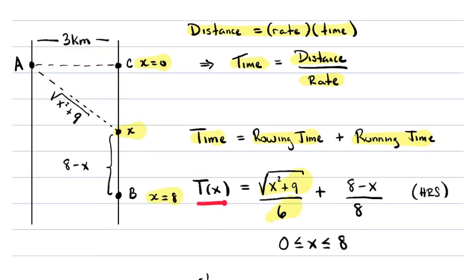So if I call t of x the total time required as a function of x, then it's the rowing time plus the running time. That'll be measured in hours. And we have a closed interval problem here. x is somewhere between 0 and 8.